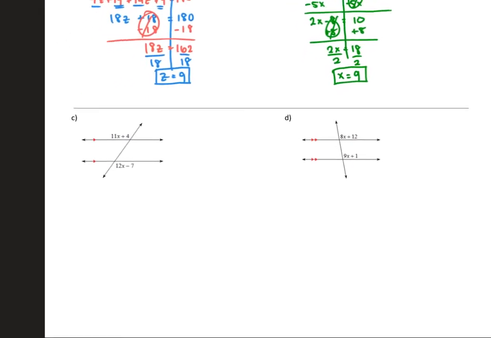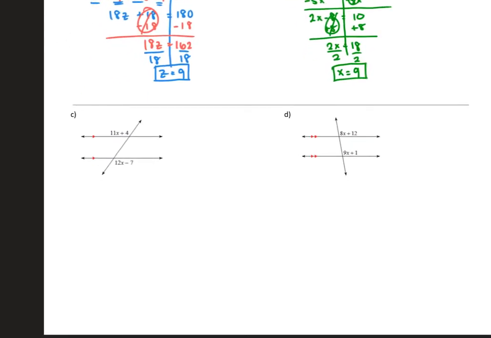All right, part C. These are on alternate sides of the transversal, and they're both on the outside, so these are alternate exterior angles. And alternate exterior angles are congruent. So just like the previous one, we're going to set them equal to each other. So 11x plus 4 equals 12x minus 7.